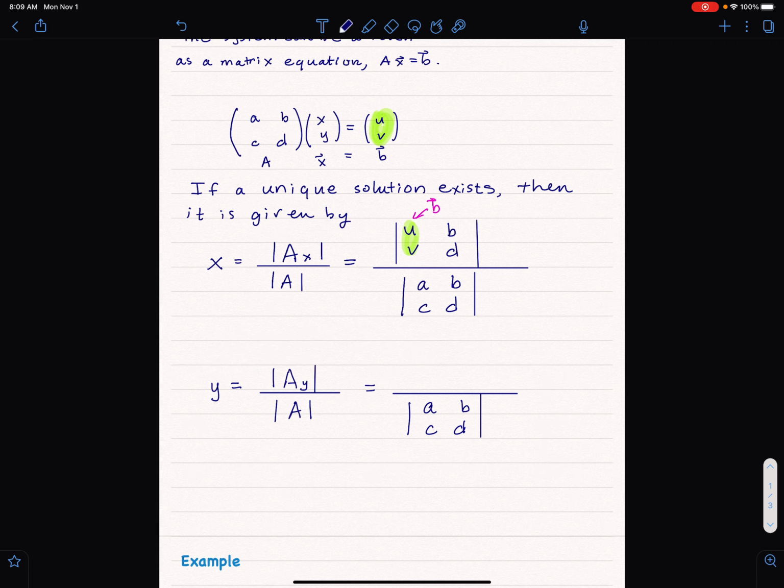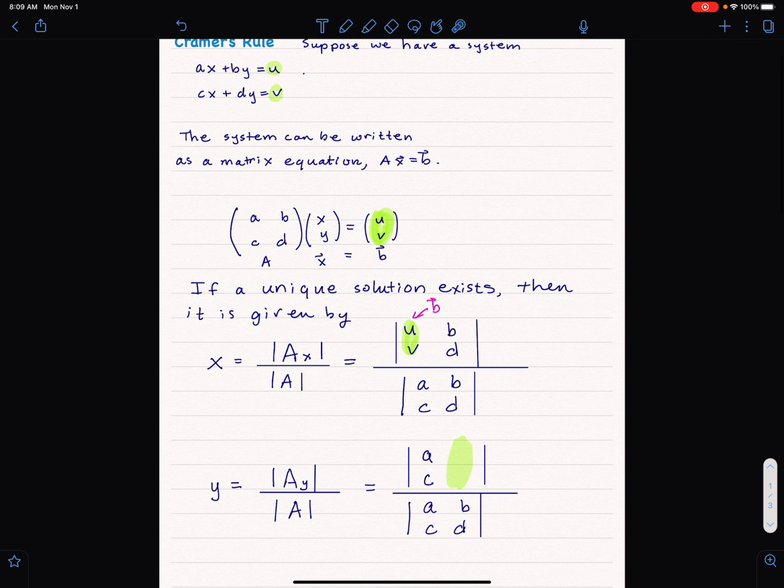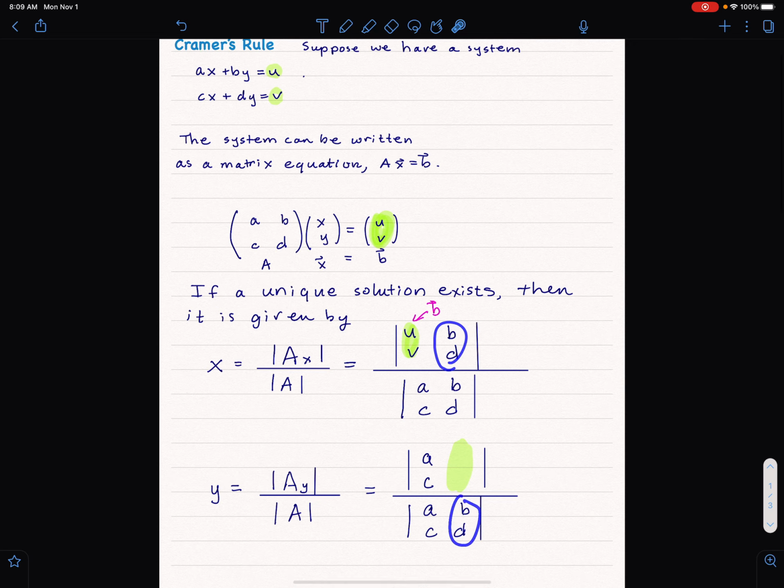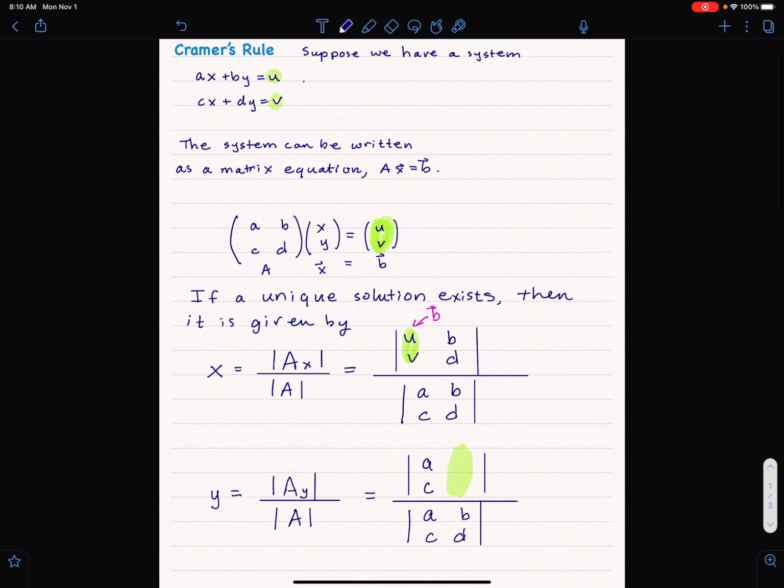And in the numerator, I write down the matrix A, but in the second column, which I'm saying is the y column because that second column corresponds to the variable y. So I have b and d there. I'm going to replace that by these u, v, the column vector on the right.